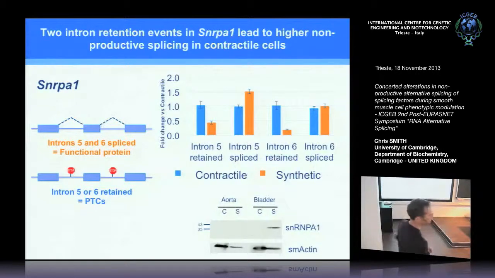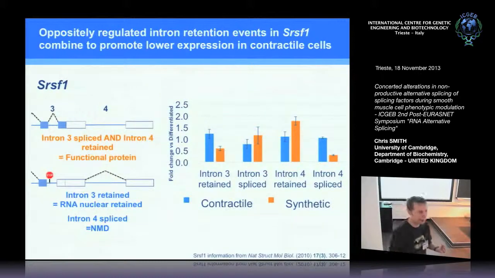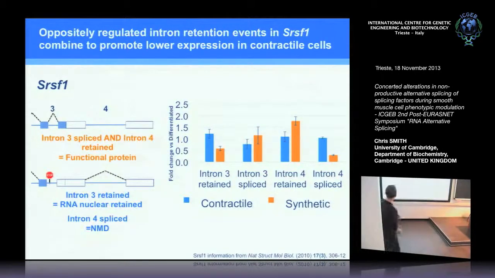So this is a pair of intron retention events. Actually, in a cell line, we've also seen an exon skipping event, which is also non-functional, which is more prevalent in the contractile cells. This is the SRSF1 set of events. So in this case, we've got two intron retention events.